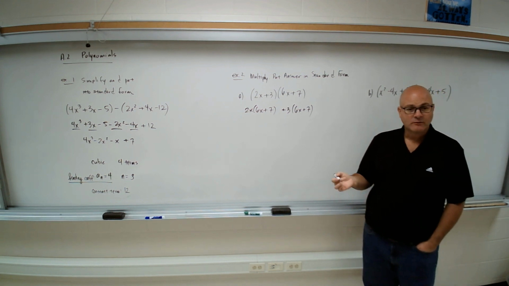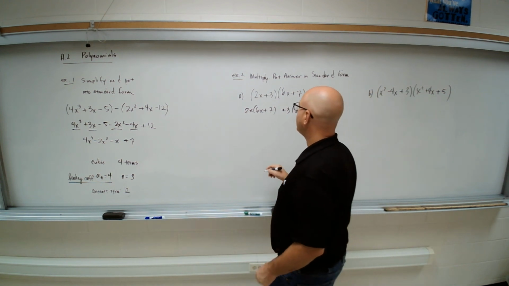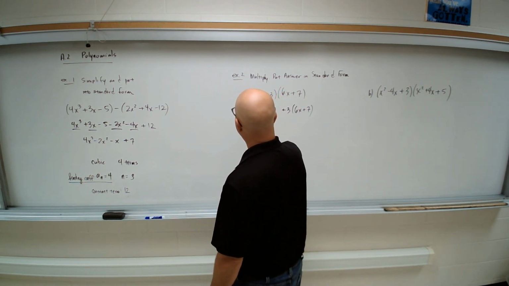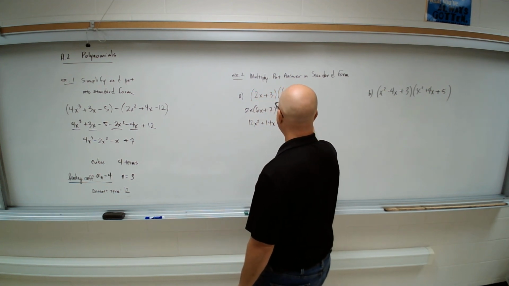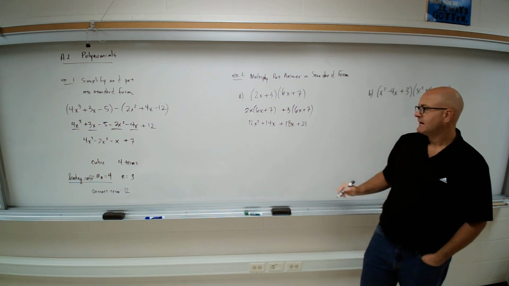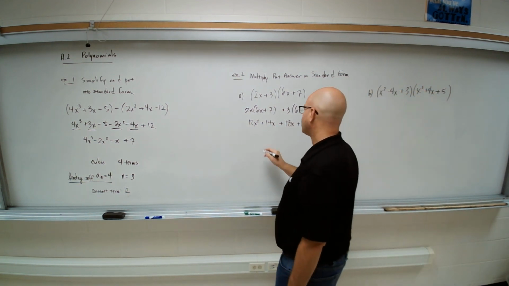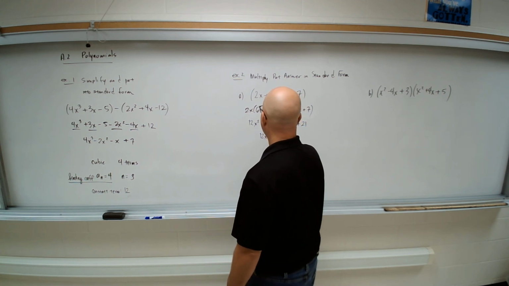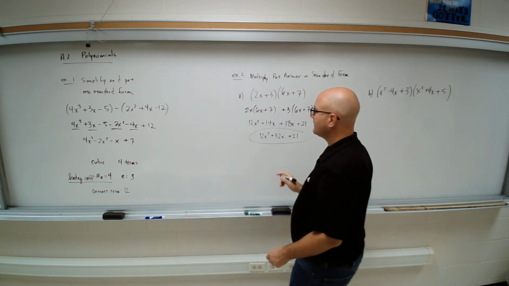If you're having trouble and you don't like FOIL, that's fine. Then from here we'll distribute the 2x, so 12x squared plus 14x plus 18x plus 21. If we look, we do have like terms here, so that's going to give us 12x squared plus 32x plus 21.